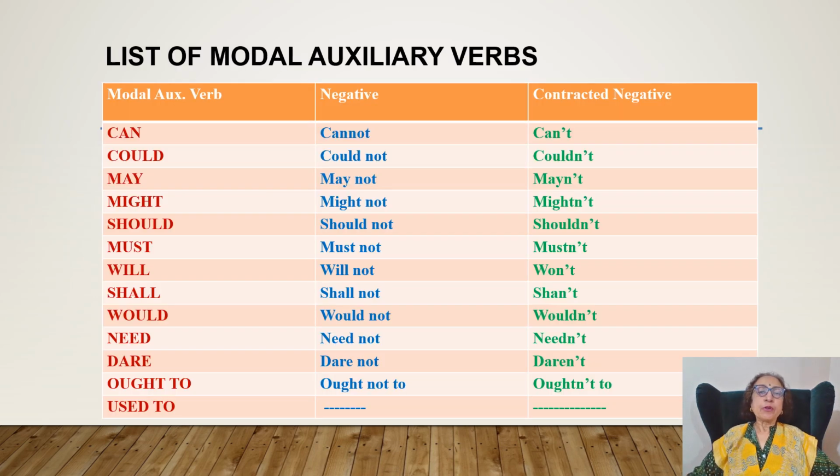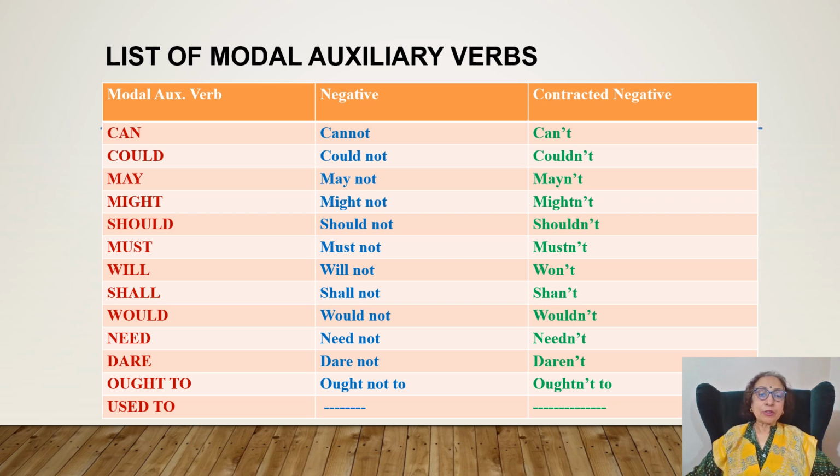Here is the list of modal auxiliary verbs. There are 3 columns, as you can see. The first column has the modal auxiliary verb. The second column has its negative form. And the third column has a contracted negative form, a short form, a form which is shortened. As I told you earlier also, this short form is used when we are talking, in conversation, in informal communication. So we have to learn them. In primary auxiliary verbs also, we learnt all these contracted forms.